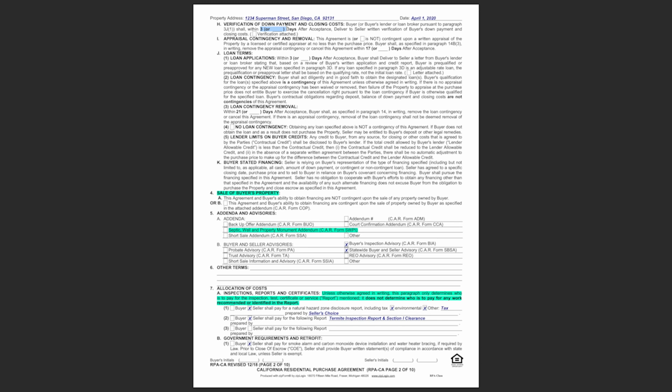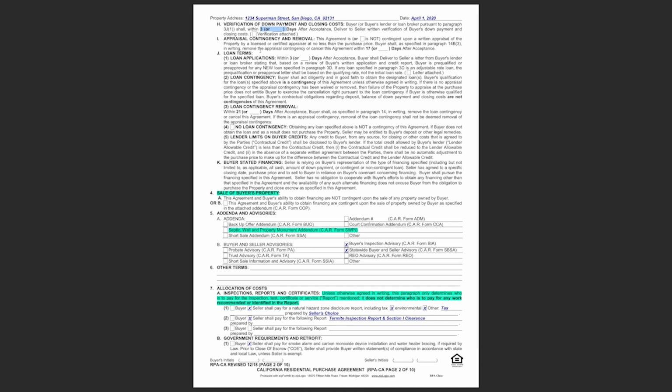It is most typical that the verification of down payment and closing costs is supplied with the offer up front. Any good listing agent is going to ask you for this. So to write a good, clean offer, you never want to rely upon this 3 days. You want to submit it up front if you're representing the buyer.